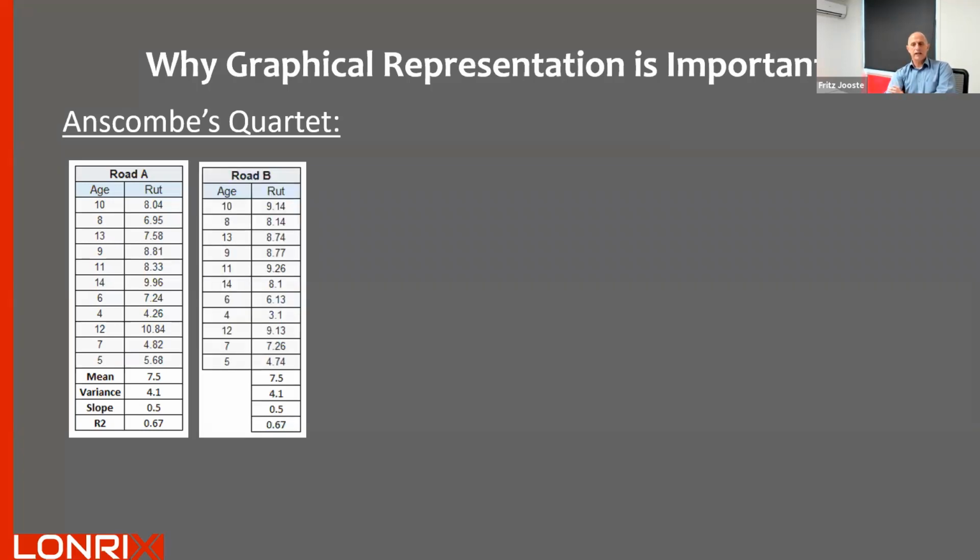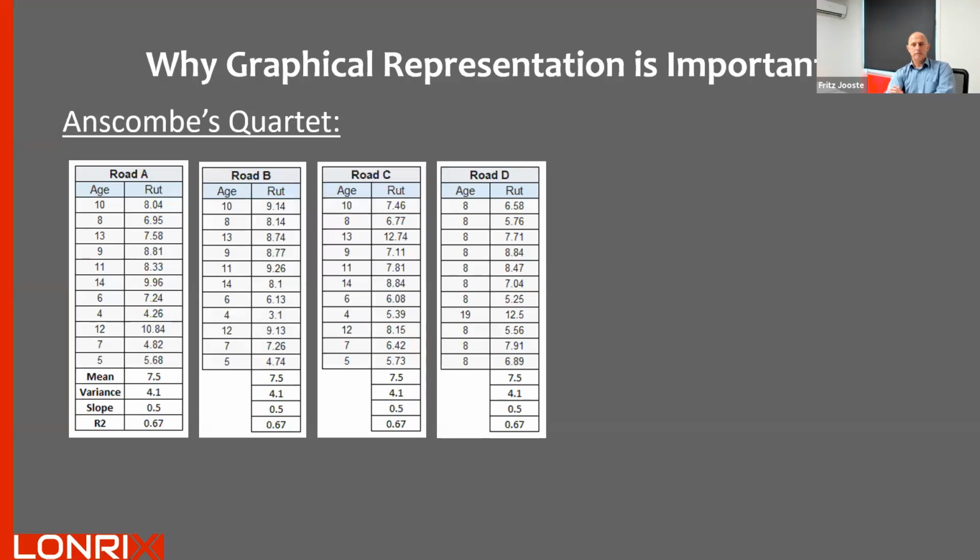So I've got road A, road B, C, and D. So there's my quartet of data. And what I've done is to just name these, instead of X and Y, I've just given it typical road context by calling this age and this rut. And so you can see that the numbers in these 4 sets are different.